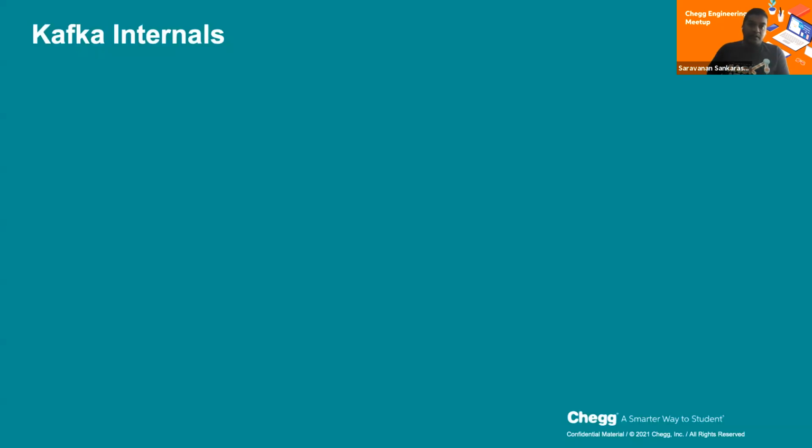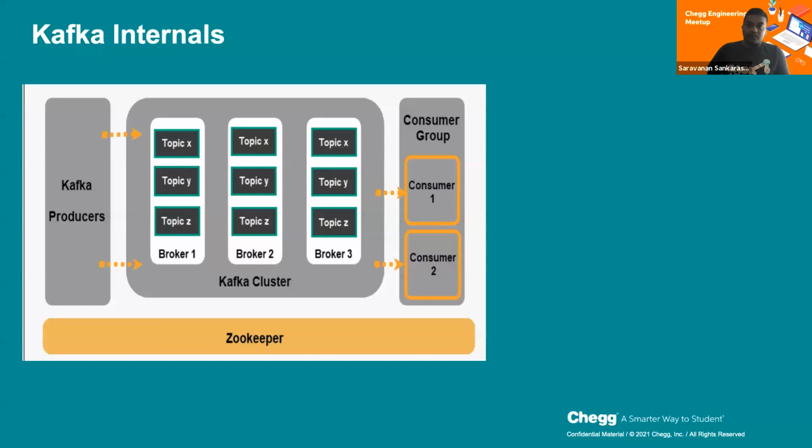Let's take a look at some of the internals of Kafka. Kafka has various components. It has producers, consumers, topics, partitions, brokers, and a Zookeeper. Let's take a look at each one of those. A Kafka cluster has one or more brokers. The recommendation is to have a minimum of 3 brokers for high availability. So what are brokers? Brokers are the nodes that actually hold the data.